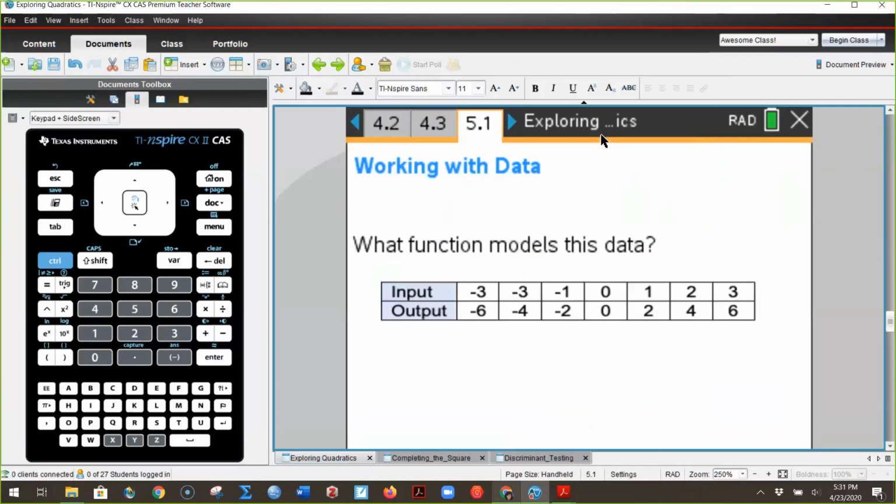The next thing I want to do is go ahead and just work with numbers and data and different things related to quadratics. So what I have right here is some data. It's honestly not very exciting data, but it is some data. And the question is, and this is a simple question, but which function models the data? Simple for math teachers, but that's a high level question for students.